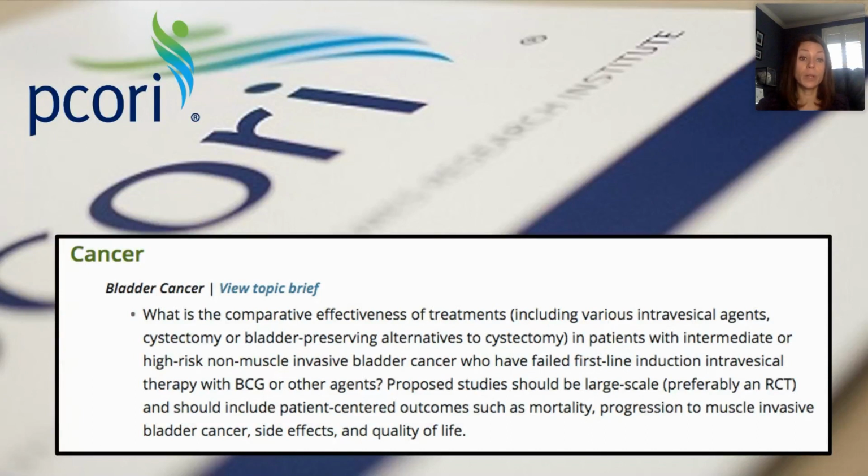Bladder cancer had never been featured ever. And that's because PCORI is very big. It doesn't just handle cancer. It handles anything, pediatrics, dentistry, anything. So this was a big deal for bladder cancer to be featured. And what you can see is that it featured patients with high risk non-muscle invasive bladder cancer, and the decision-making process between cystectomy or bladder preserving alternatives to cystectomy.